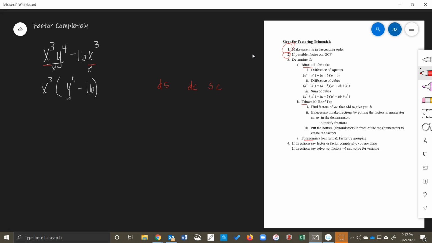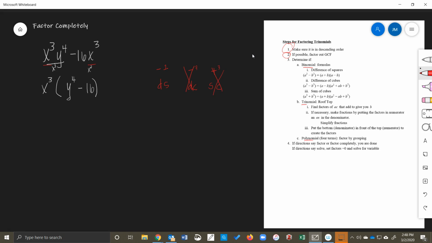Well, difference means minus, right? So it's going to have to be a subtraction problem, and it's going to be squared if it's a difference of squares. And if it's a difference of cubes, something's going to be cubed. You're going to have perfect cubes. And if it's a sum, well, that's going to mean plus, and cubes means, again, something's going to be cubed. Well, I don't see anything. 16 is not a perfect cube, so that rules out the 2 cube formulas.